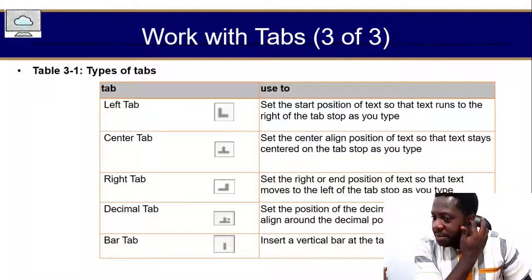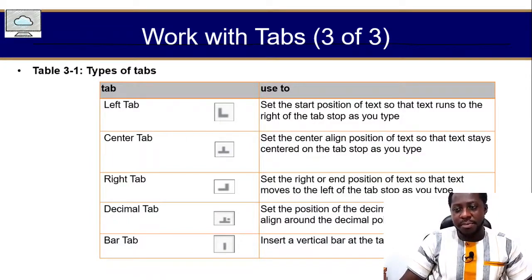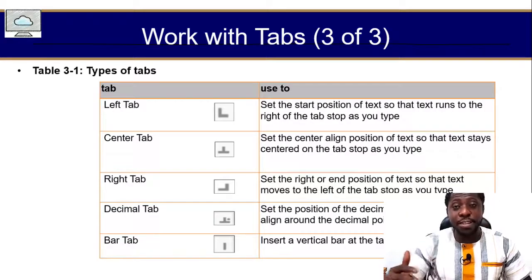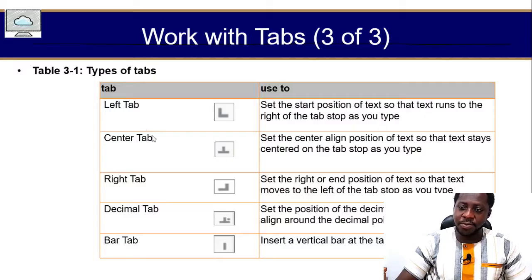We have the left tab, the center tab, the right tab, the decimal tab, and then the bar tab. In my ton of experience in Microsoft Office Word, I have not had the use for some of these tabs, but it's important you get to know them so that you can apply them. So you set the start position of the text so that the text runs to the right of the tab stop as you type, and that is for the left tab, and similar to the center. So the adjectives will definitely qualify the kind of tab we are actually dealing with. So this shouldn't come to you as news.